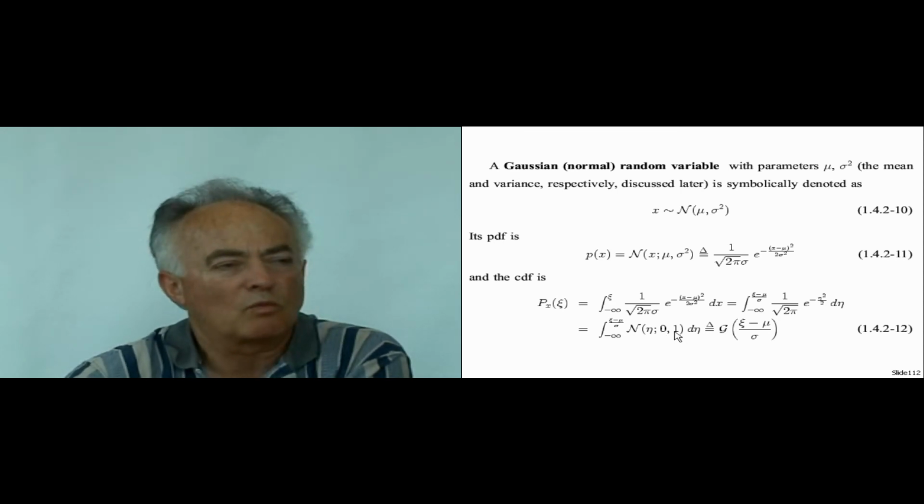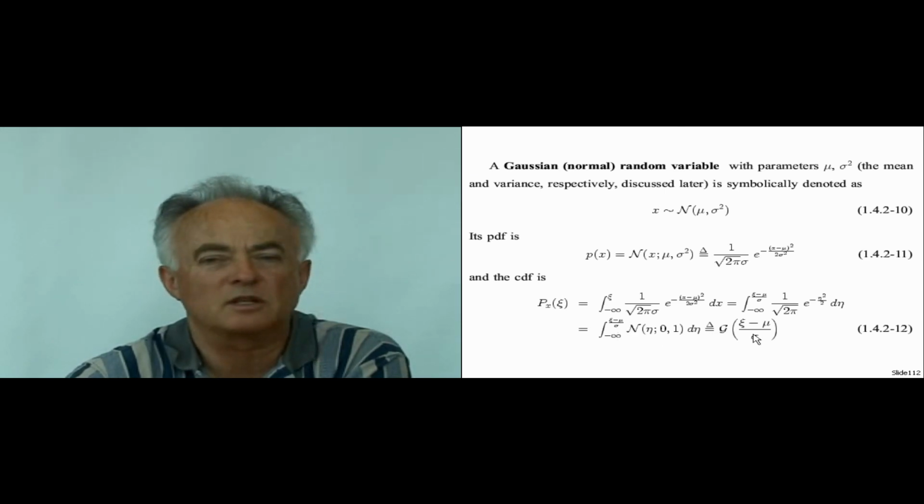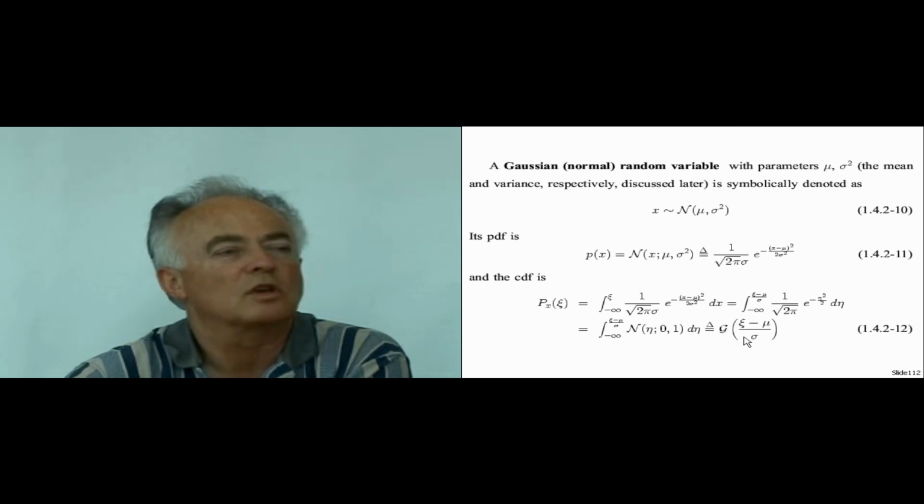And this is what is called the distribution. Capital G will denote a standard Gaussian cumulative distribution function, which is the probability of being between minus infinity and this point, and the upper limit will show up as the argument of this standard Gaussian distribution, (psi minus mu) over sigma.